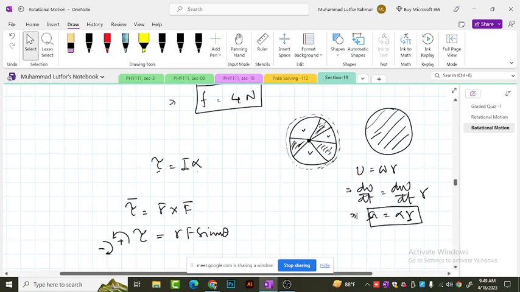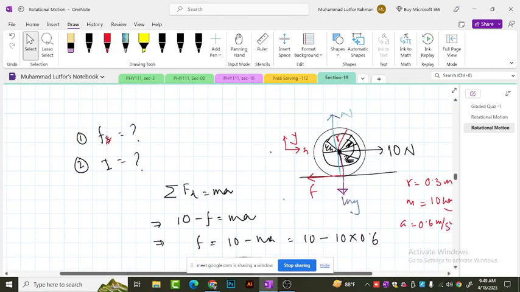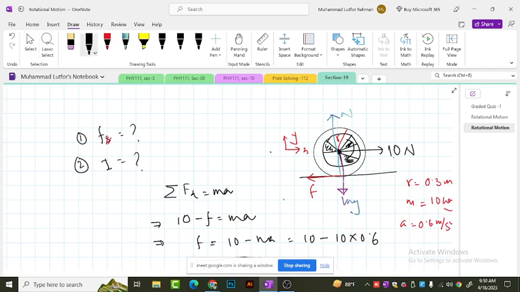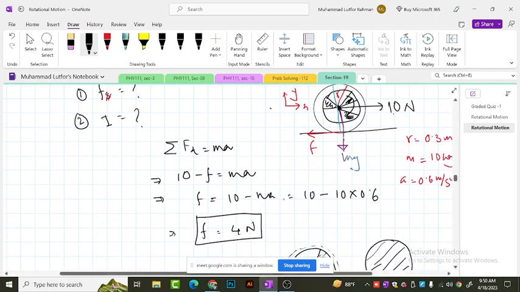Fine. To find the torque, I have to find the torque for every single force acting on that system. Look at this. If you look at the free body diagram here, there are 4 forces acting on this system. One is the 10 Newton force, one is the normal reaction force, one is the weight, and another is the frictional force, right?